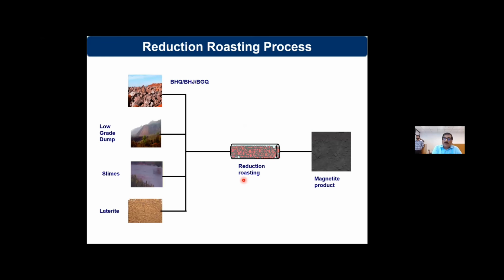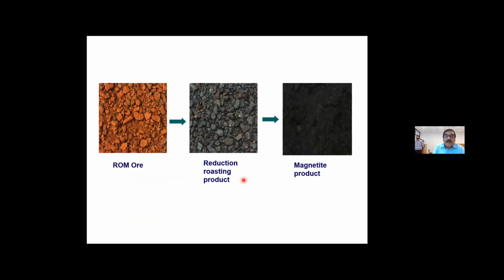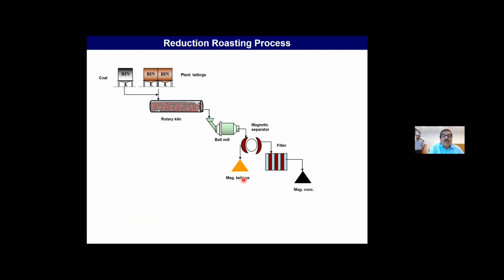So we have done the rotary kiln. That's a technique you can use, and people in other countries are practicing it. Once it is converted to magnetite, by using low intensity magnetic separation, you can get the magnetite product. These are the colors. Once you go from ROM to the reduction roasting, the magnetic product looks like this. This is the process flow sheet.